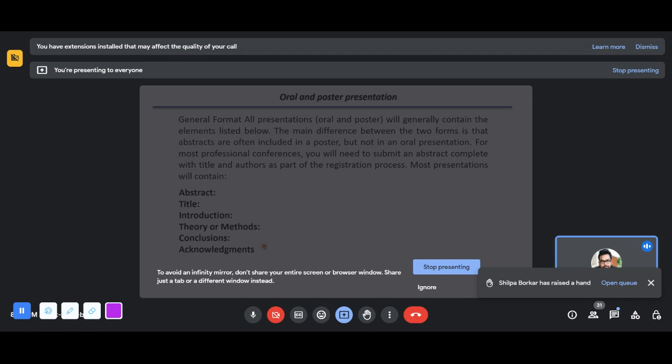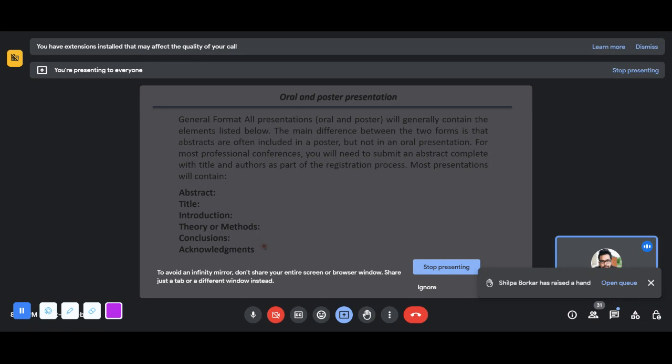So you can see from here that the general format for all presenters will generally contain the elements listed below. Nowadays online conferences are there, so you can just prepare a PPT as we're doing. You make a PPT with a poster within it, and you can present there as well. There are different poster sessions, mostly Twitter-based poster sessions. You have to get habituated with those things, and you have to present a poster.